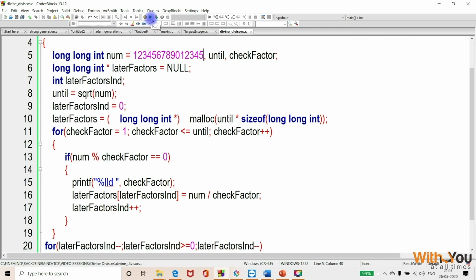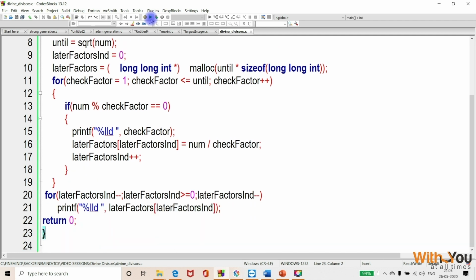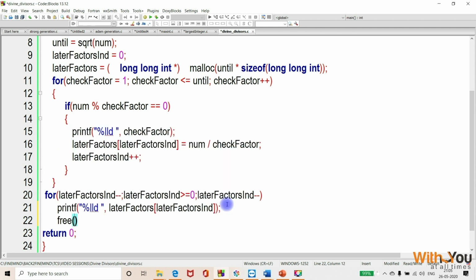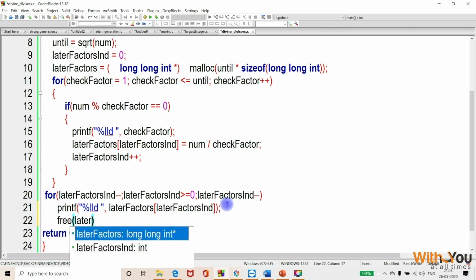Okay, we have one responsibility. A responsible programmer would give it back. That is the beauty of having dynamic memory, ladies and gentlemen. It is not just taking from the heap. It also gives you the freedom of choosing to give it back when you do not want it. Right? Great. So free, what is that? Later factors.